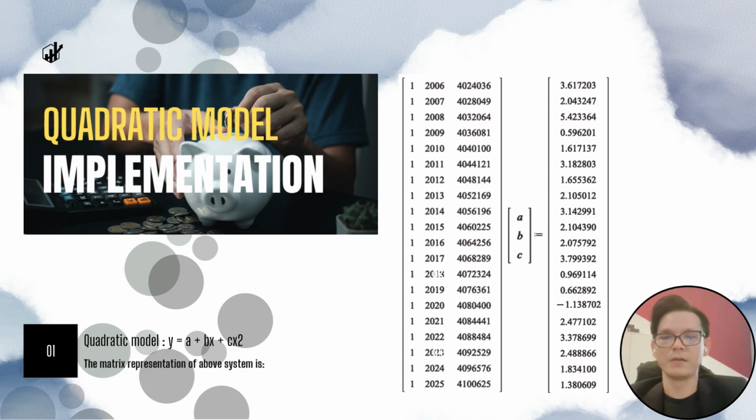On the left side, the matrix M is constructed using the year data. The first column consists of ones, the second column contains the value of x, which are the years, and the third column contains the squared values of the years, which represent the quadratic term. On the right side is the vector y, which contains the observed inflation rate values. These matrices form the basis for constructing the least square normal equation used to determine the best fit quadratic curve.